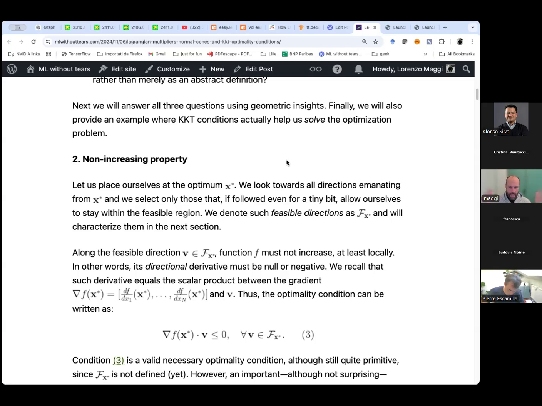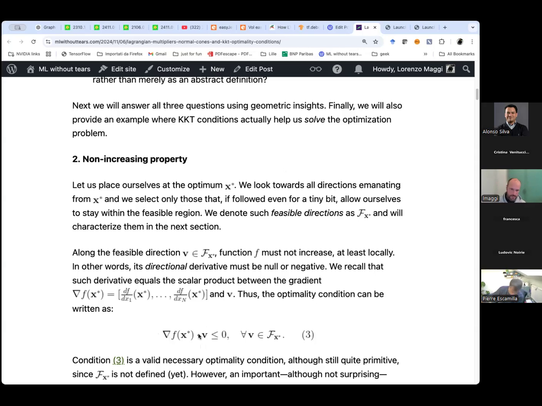In an n-dimensional space, you also have to define the direction v over which you want to assess whether the function is increasing. In this case, in order to compute the directional derivative over v, you take the scalar product of the gradient and the direction, and you say that it must be non-positive.